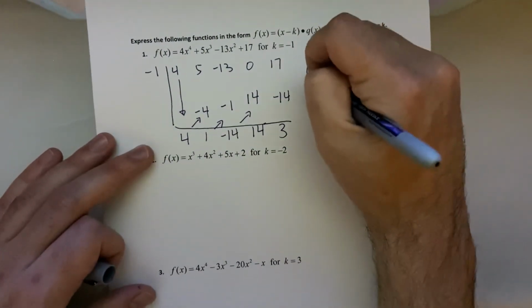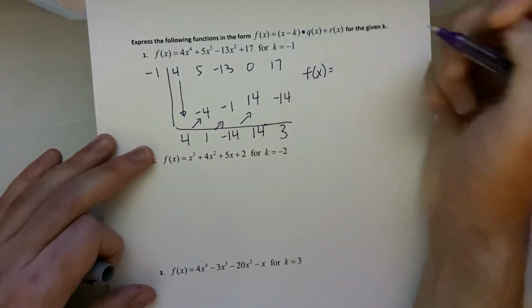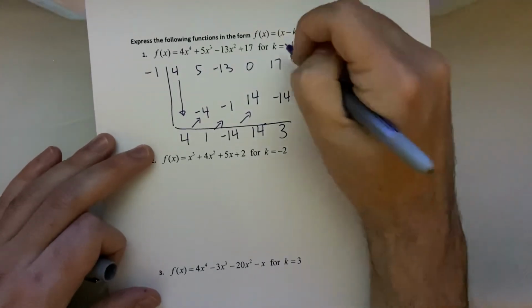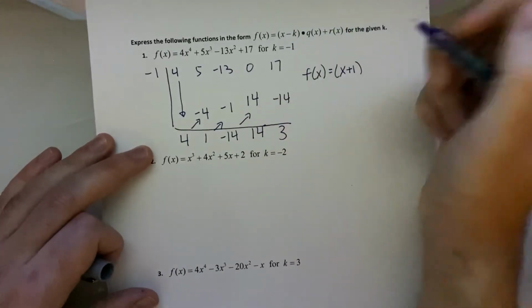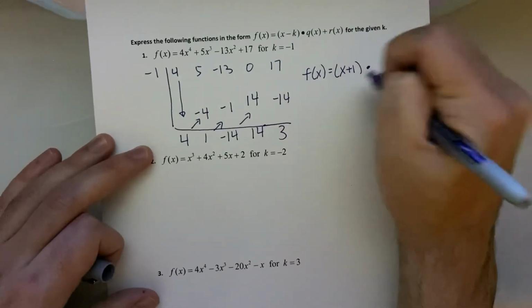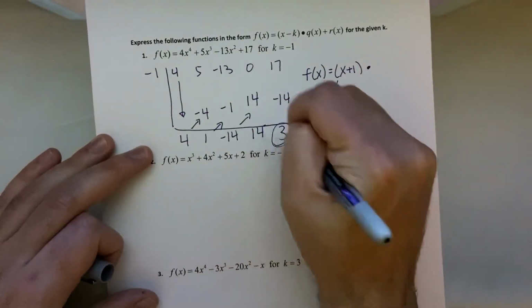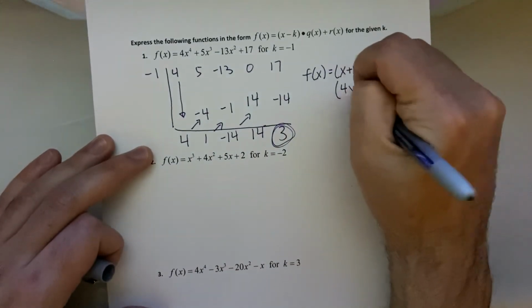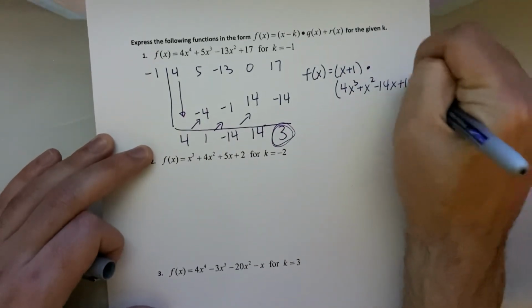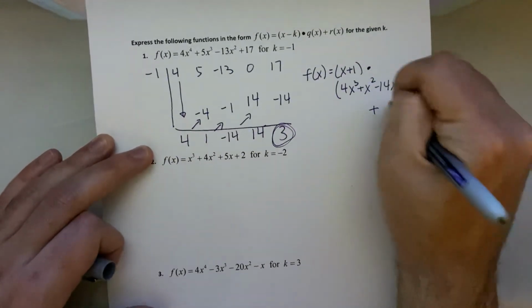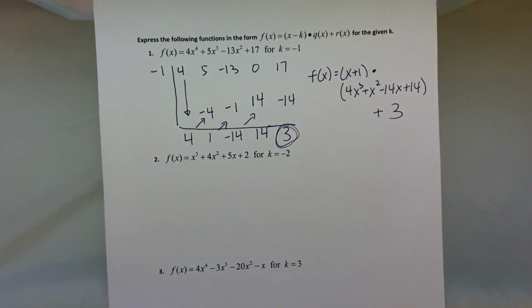Okay, so this time it wants you to express your answer in this form. F of x equals, this is now x plus 1, because x minus negative 1 is x plus 1, times your answer here, except for the remainder. So 4x cubed plus x squared minus 14x plus 14, and that whole thing is plus your remainder. And we will continue in the next video.